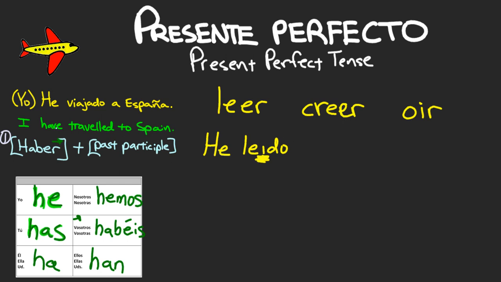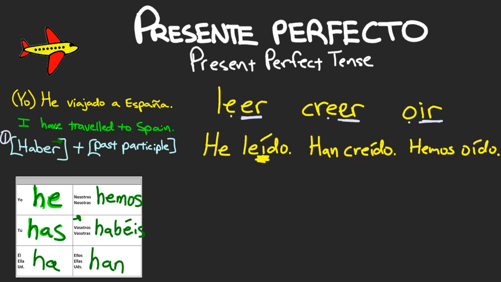but if we don't have an accent, it would actually be pronounced he leído, so we do need to add an accent. So any ER or IR verbs that have a vowel right in front of that infinitive ending need to add an accent to the I in ido. That way we actually put the right emphasis where it needs to be. He leído, I have read. Han creído, they have believed. Hemos oído, we have heard.